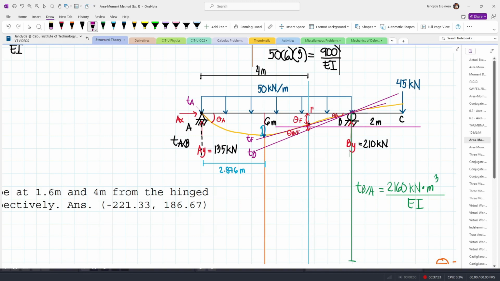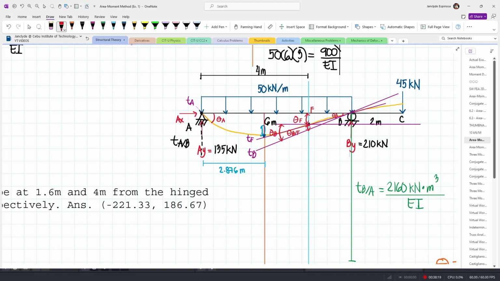So, we have this horizontal line. And then, diba, this is the slope at B from this tangent line. And so since this is horizontal, which is parallel to the beam, then this total angle from this line up to the tangent at B, this is gonna be the slope at B.